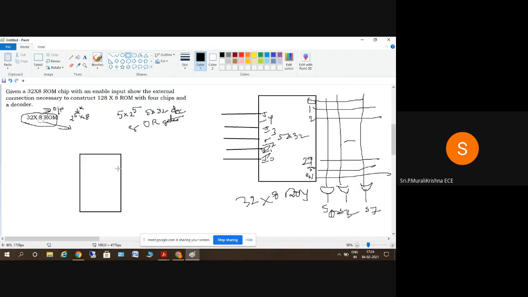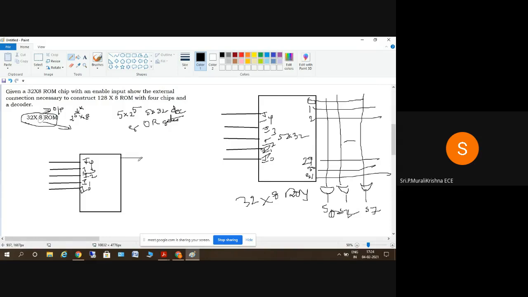I told you, in this problem, given a 32 into 8 ROM with an enable input, we'll use an enable input for each and every ROM. The enable input is used for selection of that specific ROM. So these are I0, I1, I2, I3, I4, the 5 inputs. And instead of mentioning all the 32 decoder outputs, I'll mention all the 8 outputs here.